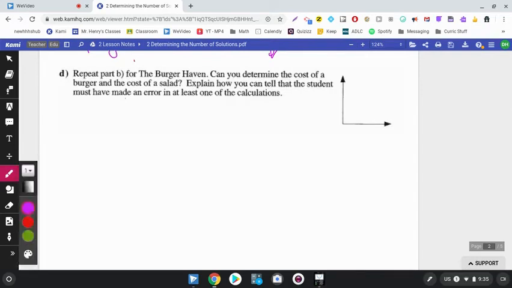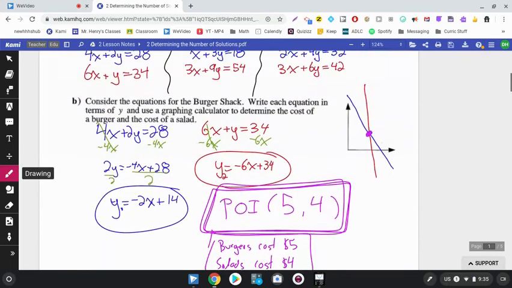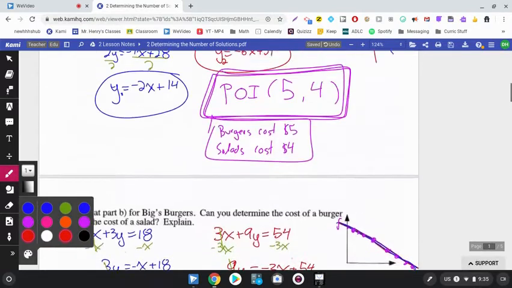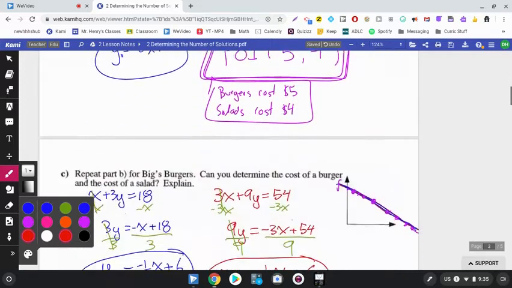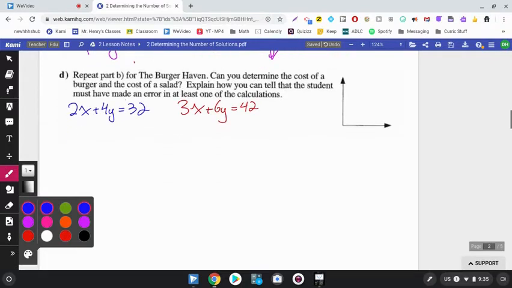Okay, Burger Haven. Let's see what this type of solution looks like. So I had 2x plus 4y equals 32. That's the first one. The second equation was 3x plus 6y equals 42. All right, now I'm going to rearrange, graph, go ahead and do all that.